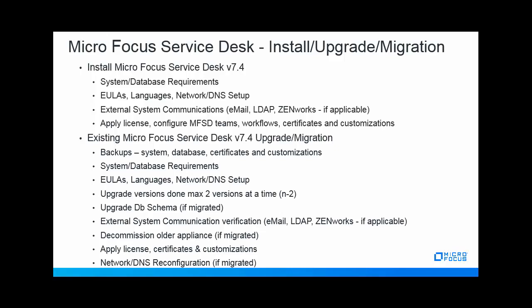Some external system communications that are needed are 1, email, 2, LDAP to some directory if you so choose, and XenWorks if applicable. You'd also apply the license and configure Micro Focus Service Desk teams, workflows, certificates, and any customizations you'd want to have on your system.